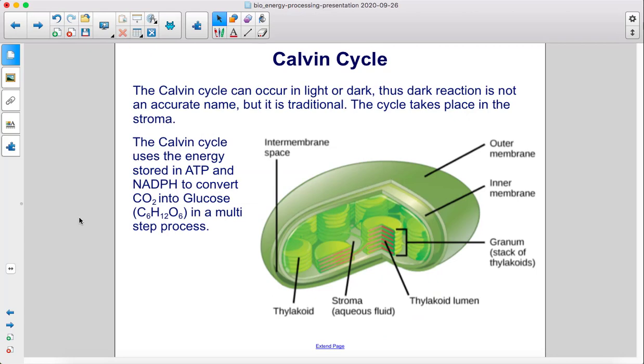The Calvin cycle can occur in light or dark. Thus, dark reaction is not an accurate name, but it is traditional. The cycle takes place in the stroma. The Calvin cycle uses the energy stored in ATP and NADPH to convert CO2 into glucose in a multi-step process.